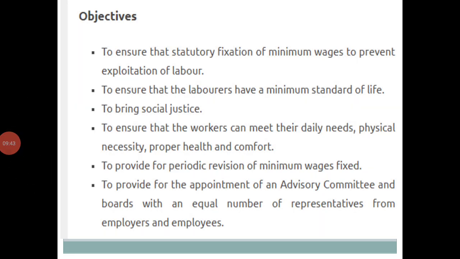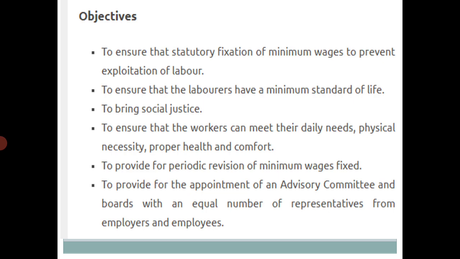टू एन्श्युअर दॅट द वर्कर्स कॅन मीट देअर डेली नीड्स, फिजिकल नेसेसिटी, प्रॉपर हेल्थ अँड कम्फर्ट. ओके, म्हणजे याच्या थ्रू जे वेजेस मिळतील त्याच्या थ्रू तो त्याचे डेली नीड्स, फिजिकल नेसेसिटी, प्रॉपर हेल्थ अँड कम्फर्ट सगळं भागवू शकेल, हे आहे. त्यानंतर टू प्रोव्हाइड फॉर पिरियॉडिक रिव्हिजन ऑफ मिनिमम वेजेस फिक्स्ड. ओके, टाईमली जसं नीड आहे मार्केटमध्ये, जशी डिमांड आहे, जसे प्राइसेस चेंज होतात, जसे एक्सपेंडिचर त्या वर्करचे वाढतील त्याप्रमाणे त्या वेजेसमध्ये रिव्हिजन व्हावं, हे पण एक ऑब्जेक्टिव्ह आहे मिनिमम वेजेस ॲक्टचं.